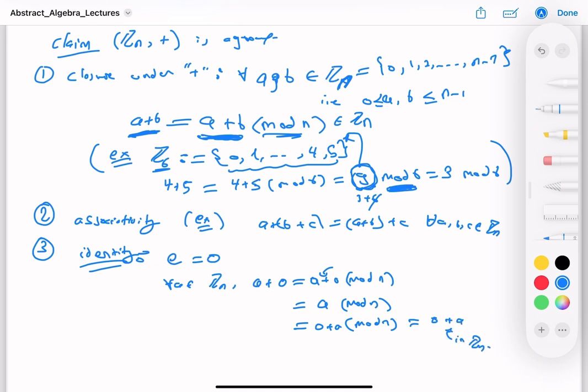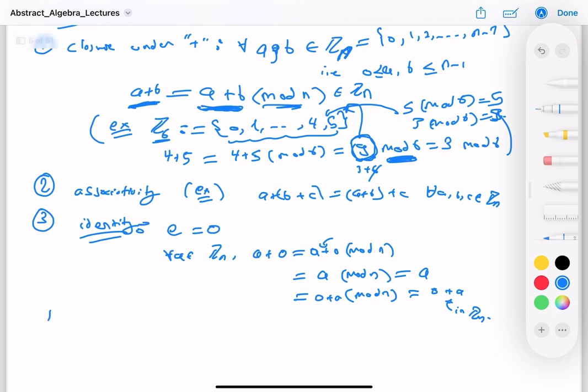So this is also the same as a, because a is already between 0 and n minus 1. Because a is already between 0 and n minus 1, modulo n it's going to be the same, right? For example, if you take any of these numbers, like 5 modulo 6, it can't get reduced more, so it's going to be 5. 3 mod 6 is 3, right?